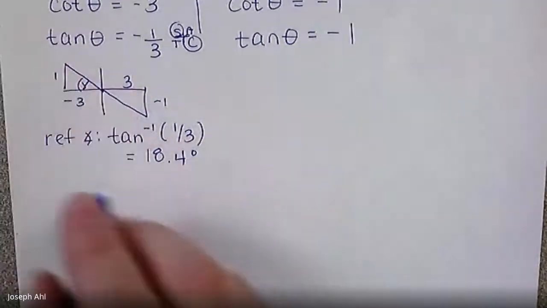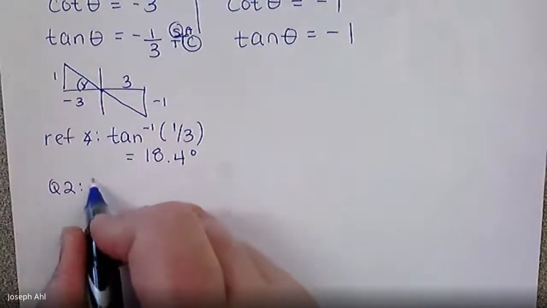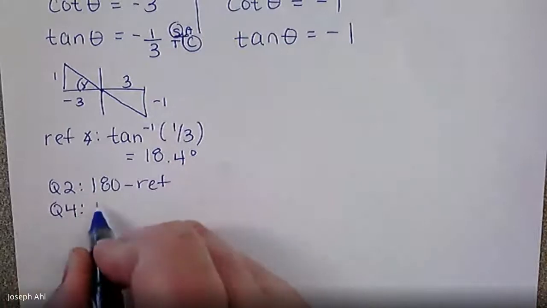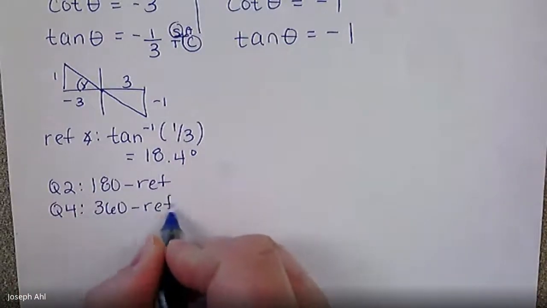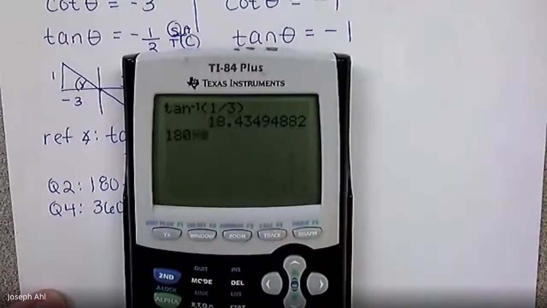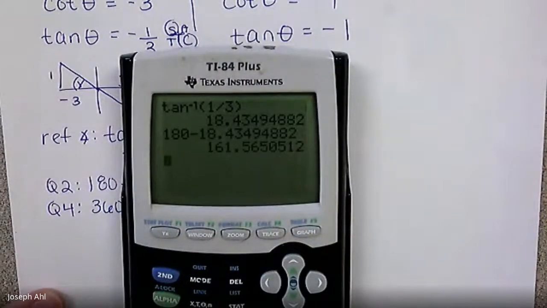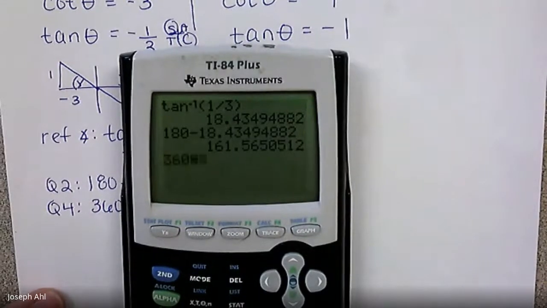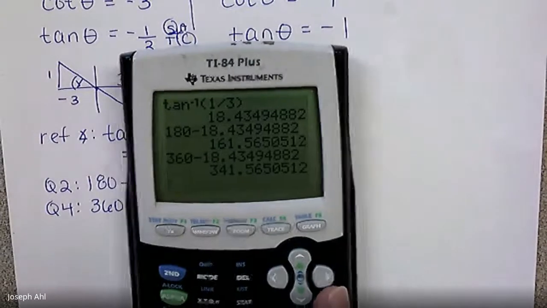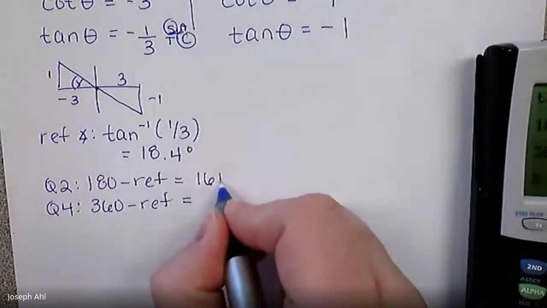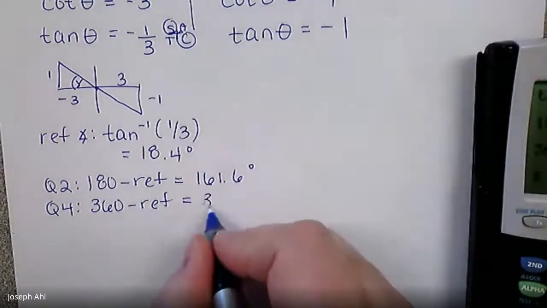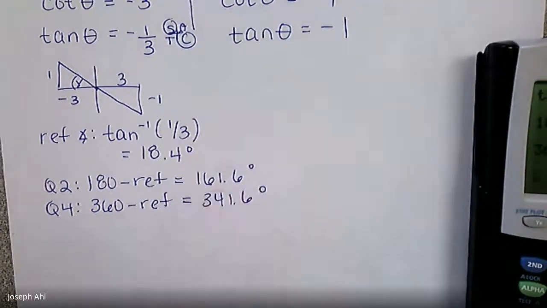We know the answers are in quadrants 2 and 4. So in quadrant 2, it's 180 minus that reference. And in quadrant 4, it's 360 minus the reference angle. So let's see what those actual answers become. 180 minus the reference is 161.6. 360 minus that same exact reference angle is 341.6. So 161.6 degrees and 341.6. Okay. So that's 2 of my solutions.